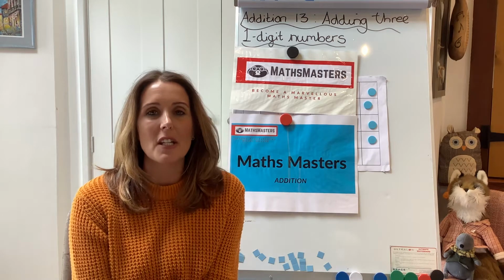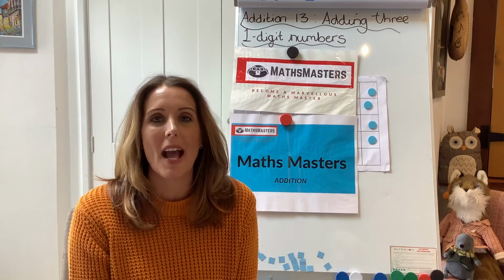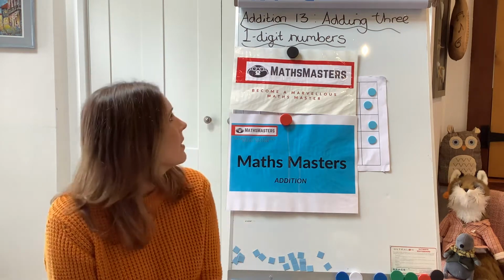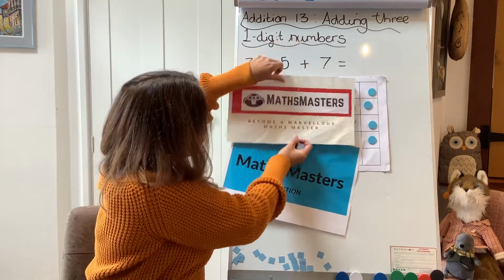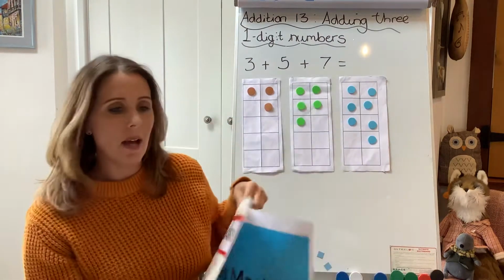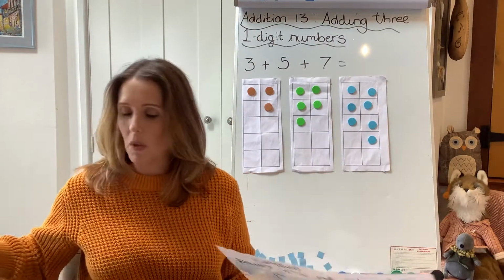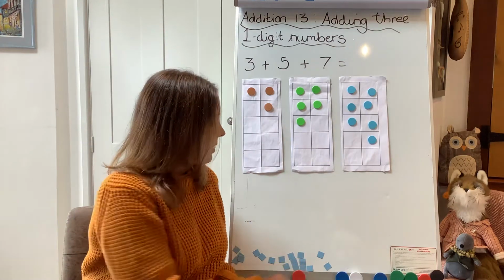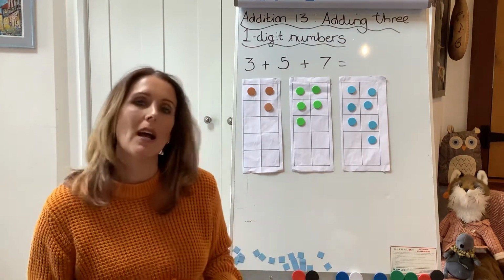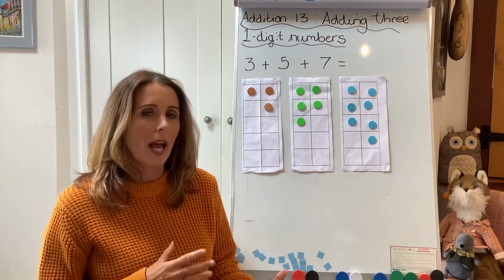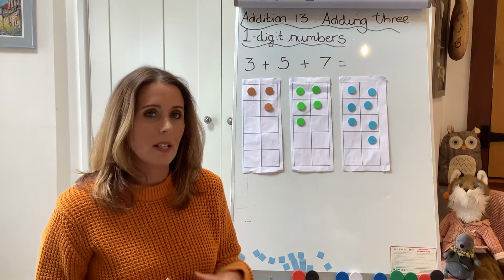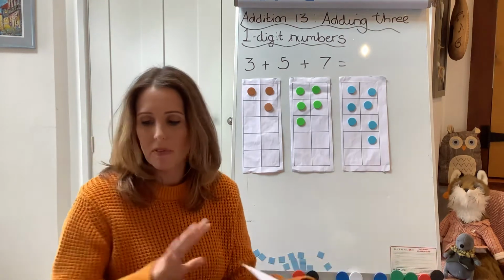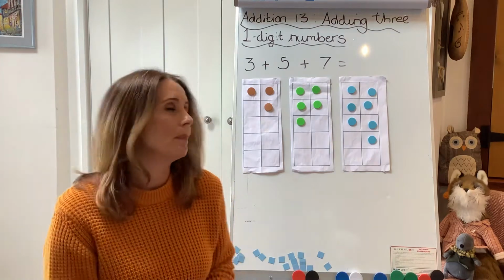This is addition session 13 where we're going to be adding three one-digit numbers. Okay, so what we can think about when we're adding three one-digit numbers is the commutative property of addition. So we can move the numbers around. It doesn't matter, does it, what order we add the numbers in, we will still get the same answer. You can practice that, try adding them in different ways and see if you still get the same answer.